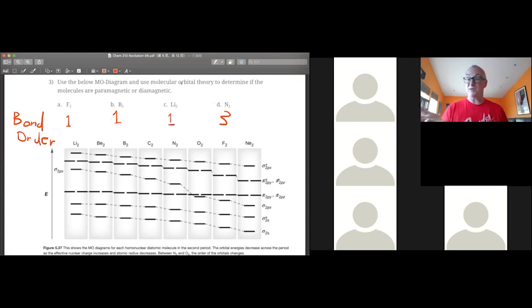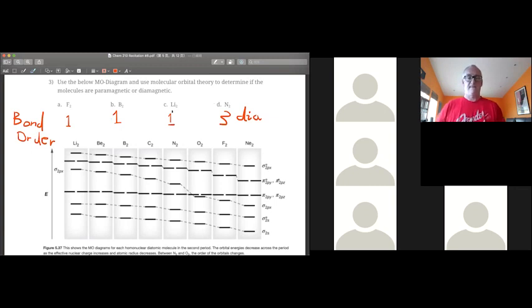But oxygen also has an even number of electrons. It has 12. But since it now takes those 10 electrons and then puts 2 more into non-bonding orbitals, one into one non-bonding orbital and another into a degenerate non-bonding orbital of the same energy, they aren't paired. And so that's why it's magnetic.